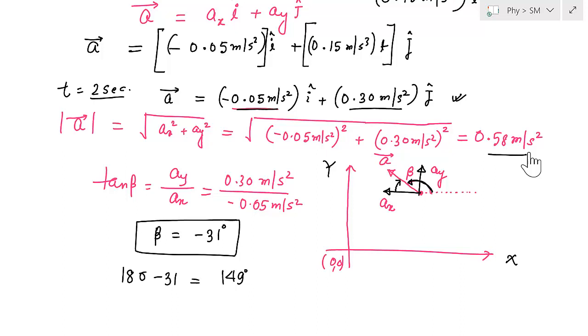Now for instantaneous acceleration, you have to differentiate the velocity and then plug in the time for which you want to calculate the acceleration. Remember, acceleration is a vector quantity. You have to calculate the magnitude of acceleration as well as give the angle it makes with the positive direction of the x-axis. For this problem, it is making an angle of around 149 degree.